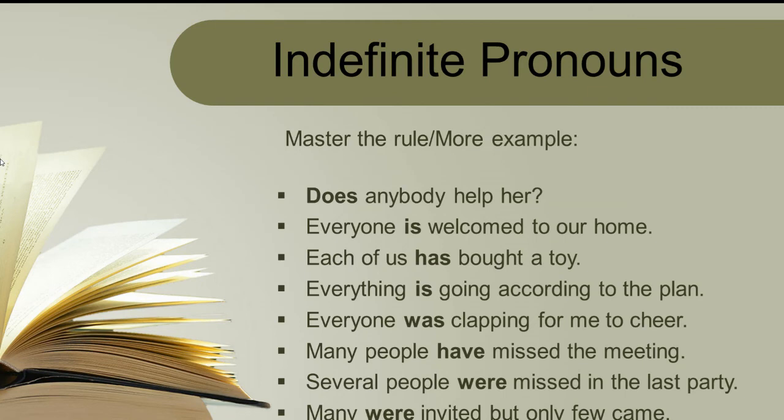Anybody, everyone, each, everything, everyone, they take singular verb form. So does, is, has, is, was, is used. Many, several, and in the last sentence, many, they take plural verb forms. So have and were is used.